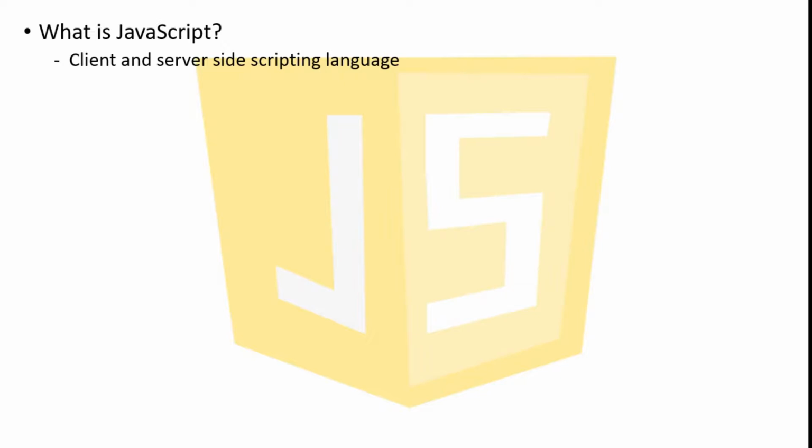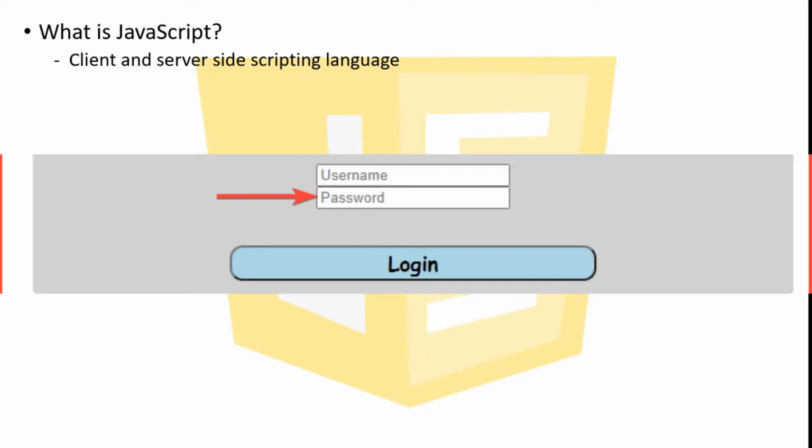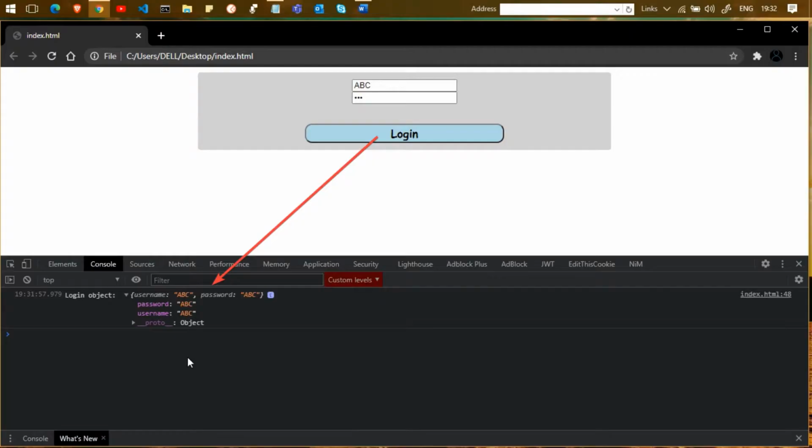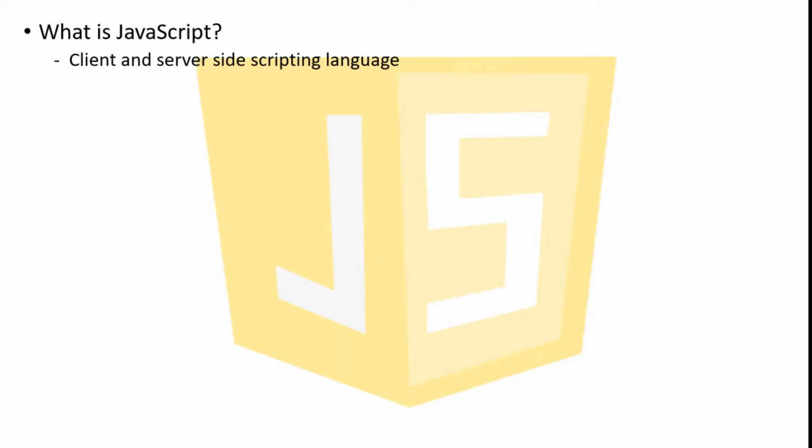Inside an HTML file, we created a form. In that form, we had taken two inputs, the username and password. We had a submit button, which when submitted, the JavaScript function would be called and the input values would be taken and console logged within the developer tools. We haven't seen the server-side scripting yet, but in the near future, I will show you how JavaScript can be used for server-side scripting.